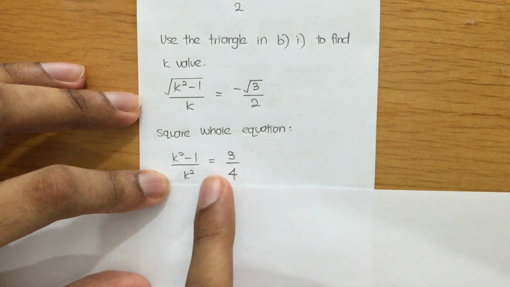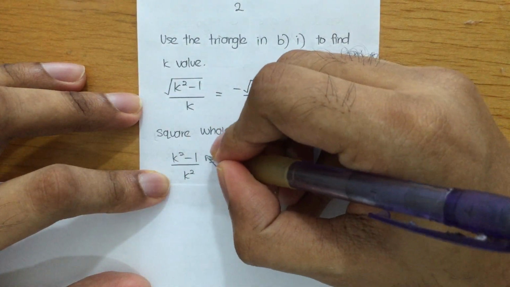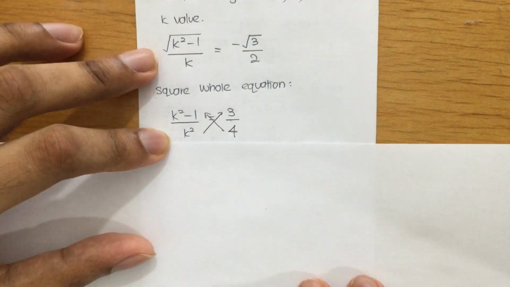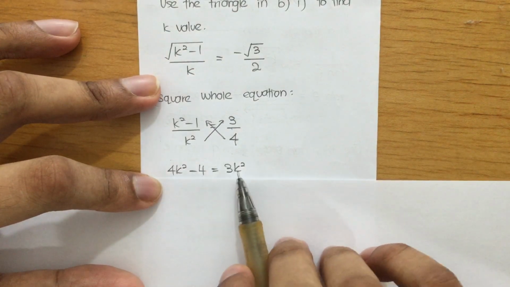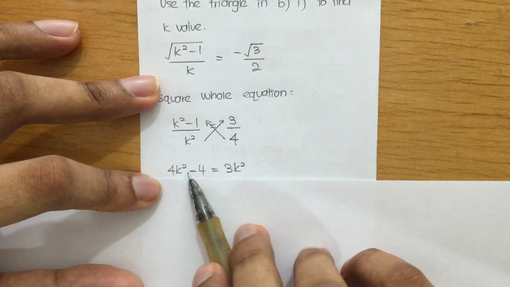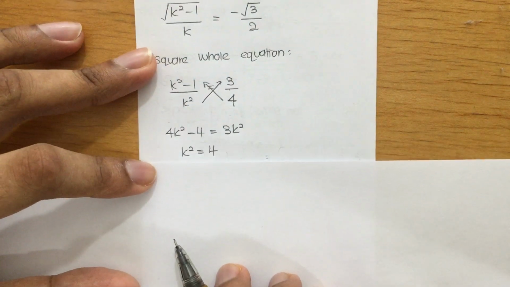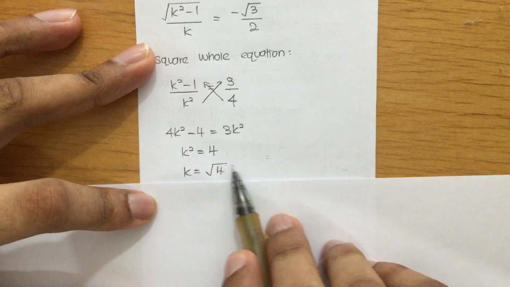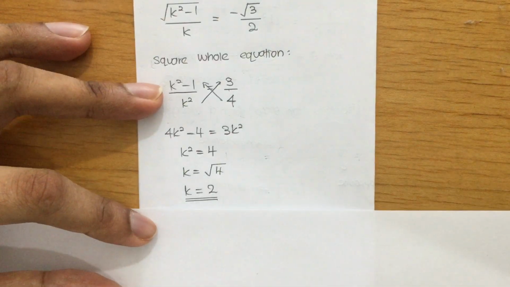Okay, guys, from here what you can do is cross multiply. So from here you get 4k squared minus 4 equals 3k squared. This 3k squared from the right hand side, you bring it to the left hand side. This negative 4 from the left hand side, you bring it to the right hand side. So from here you get k squared equals 4. To find k, it is the square root of 4, and therefore you get k equals 2. So this is your final answer, guys.